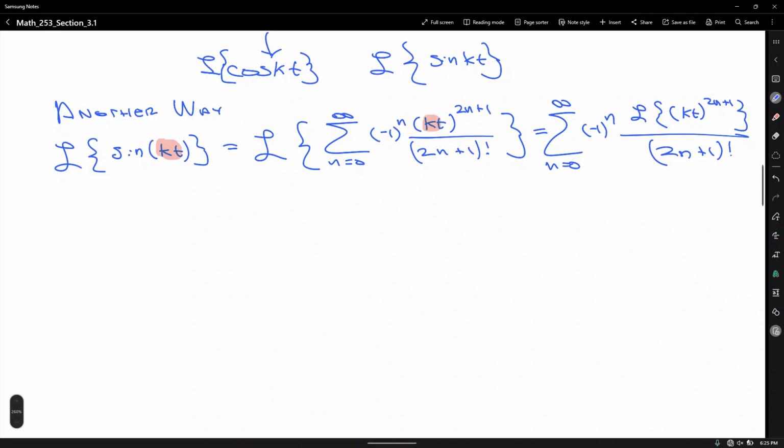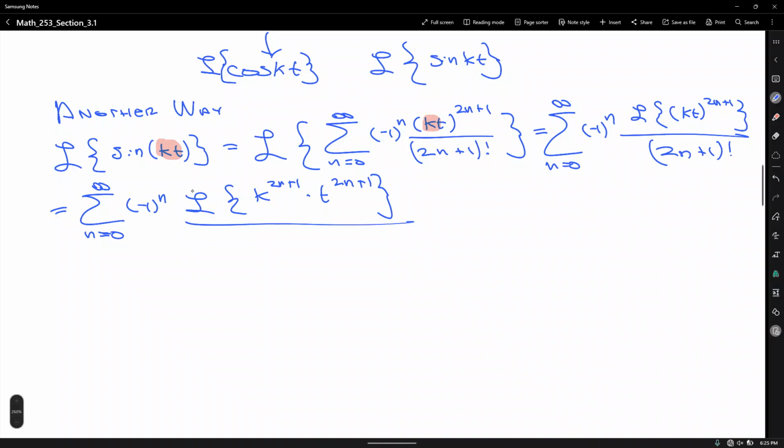Right now, k and n are constants at this point. So this will be the sum from n equals 0 to infinity of (-1)^n times the Laplace transform of k^(2n+1) t^(2n+1). This is constant, so I'm going to take it outside of the Laplace transform, over (2n+1) factorial.